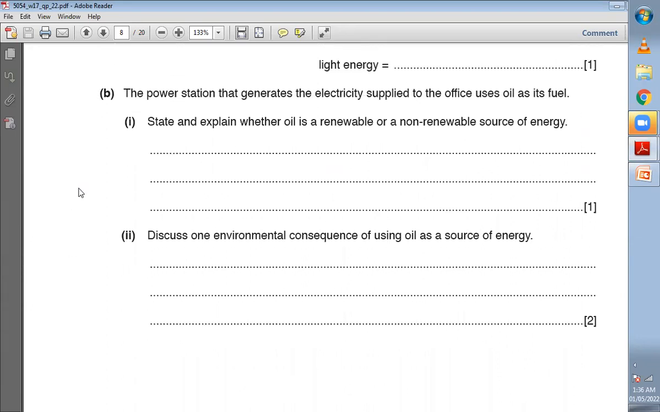Now they say the power station that generates the electricity supplied to the office uses oil as its fuel. State and explain whether oil is a renewable or a non-renewable source of energy. We have to state and we also have to explain. You see the oil resources, if you exhaust the oil from a well or underground oil or offshore oil, once you have exhausted those resources, you will not be able to replenish them. You will not be able to reproduce them. So that's why oil is a non-renewable energy source.